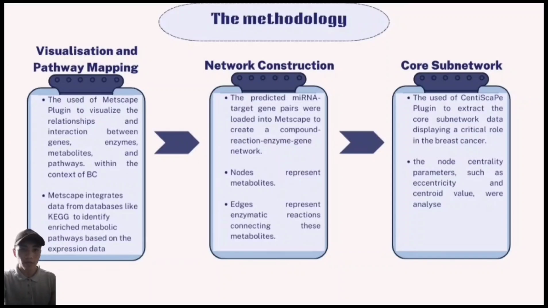Next, we will do network construction. The predicted microRNA target genes were loaded into Metscape to create a compound-reaction-enzyme-gene network. Metabolites will be represented by nodes, while enzymatic reactions connecting these metabolites will be represented by edges. Now we will do the core subnetwork. We use the CentiScaPe plugin to extract the core subnetwork displaying a critical role in breast cancer. The node centrality parameters such as eccentricity and centroid value were analyzed.